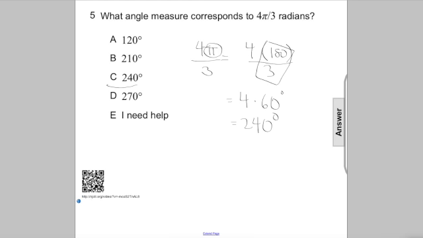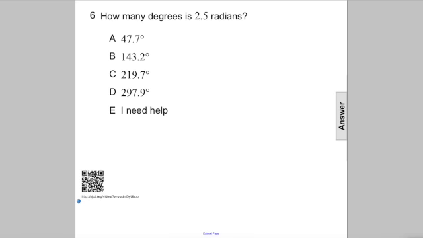Let's go on to the one that we saw before. It's a little slow in turning pages for some reason. All right, 2.5 radians, and I want to turn that into degrees. Okay, so when I want to take 2.5 radians into degrees, I'm going to have to multiply that by 180 over pi. That'll be my conversion factor to do that.